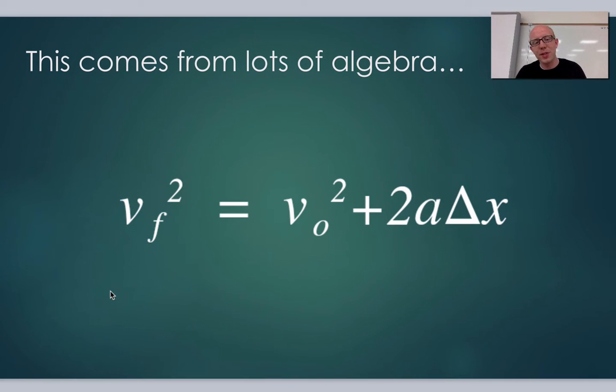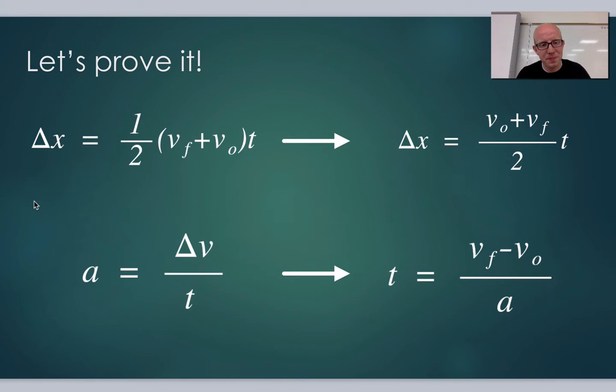The idea is this one doesn't depend on time, right? Just change of x. And we know that change of x is quadratic in nature, so there's going to be some squares involved in here. Okay? But it's not too bad, so stick with me. Okay? Let's prove it. So now we have this equation, change of x equals 1/2 times v final plus v naught times t. If we manipulate this, really it's not a big manipulation. We're just going to rewrite it like v naught plus v final over 2 times t.